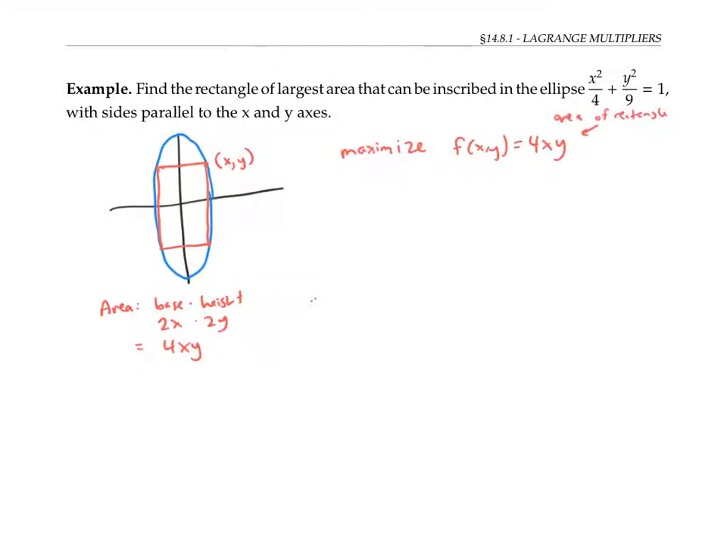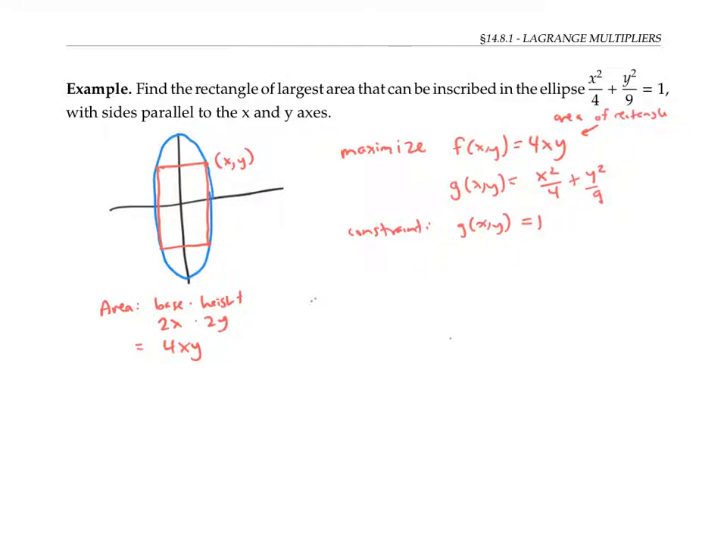But because the rectangle is required to be inscribed in the ellipse, x and y are constrained to lie on the curve given by this equation. So if I let g of x, y equal x squared over 4 plus y squared over 9, then my constraint condition is that g of x, y has to equal 1, so that the point will lie on this curve.